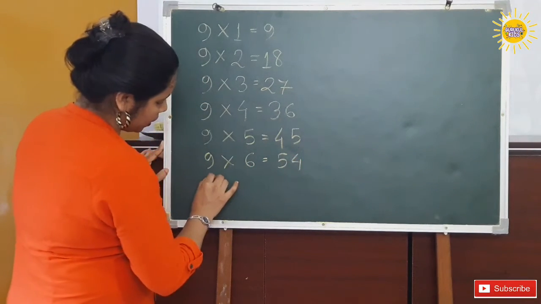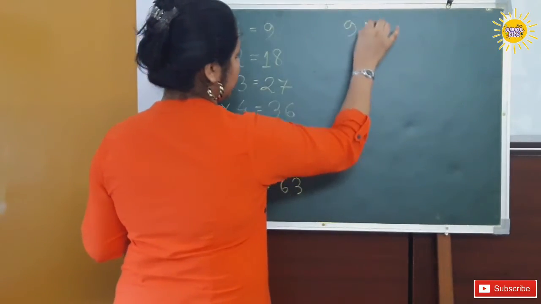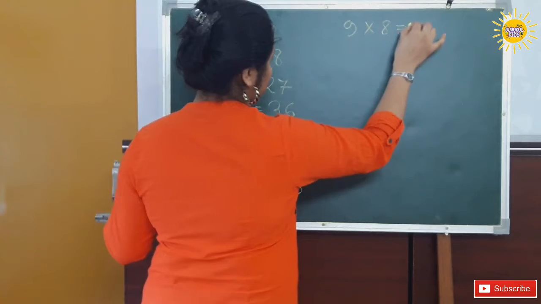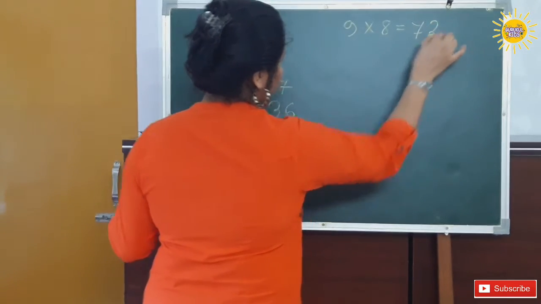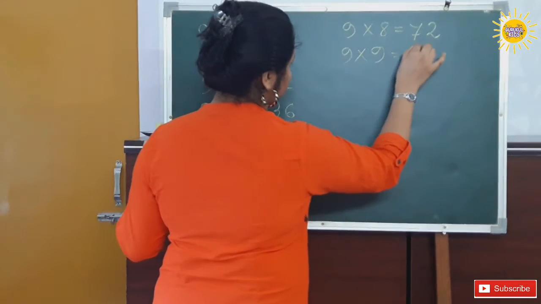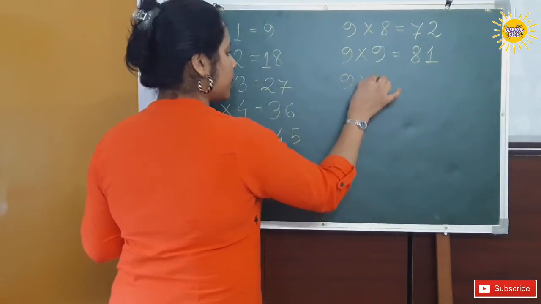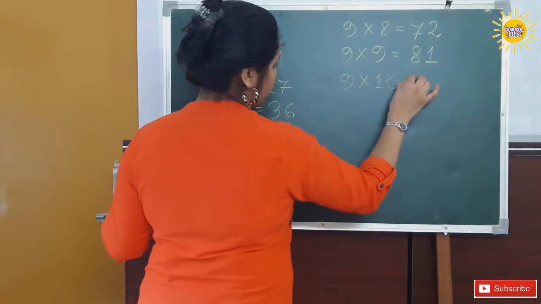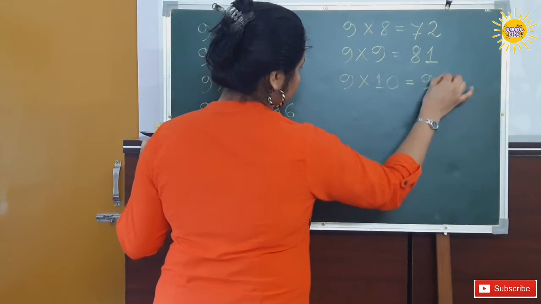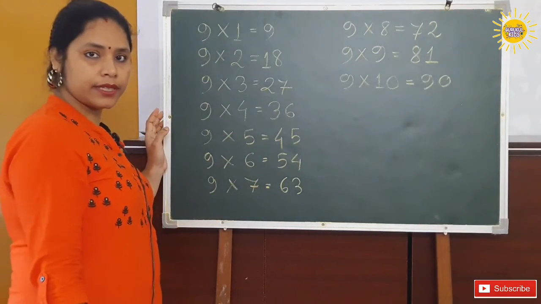9 into 7 equals to 63. 9 into 8 equals to 72. 9 into 9 equals to 81. And 9 into 10 equals to 90. So have you learned it?